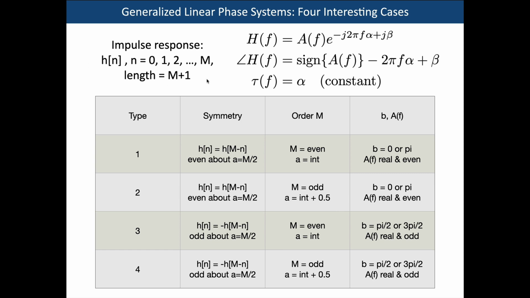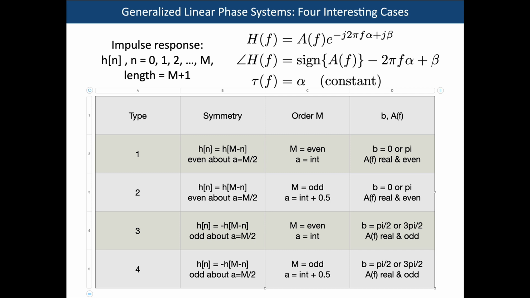So with that as background, written out here on this slide, there are 4 cases. We can have even symmetry about the point alpha, which is M over 2, and we can have an even or an odd order. There are 2 variables, so there are 4 cases. Cases 1 and 2 have even symmetry about the point M over 2, and the order could be either an even integer, in which case M over 2 is an integer, or an odd integer, in which case alpha is an integer plus 1/2.